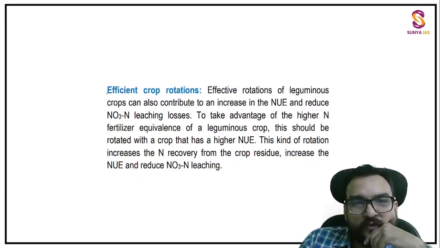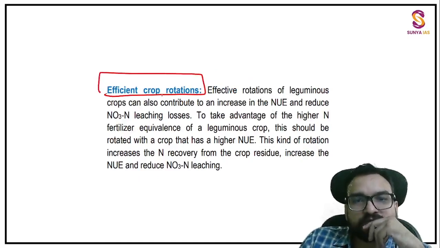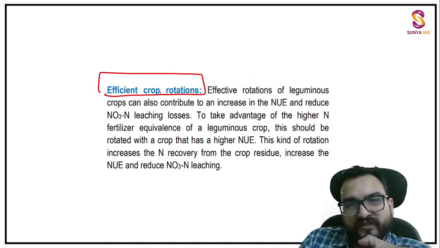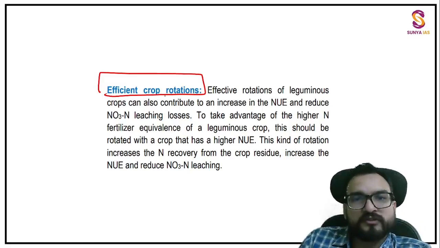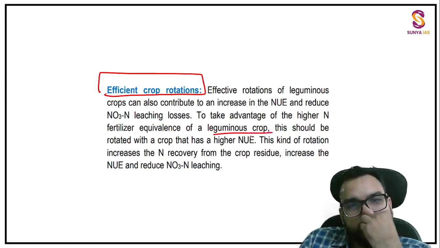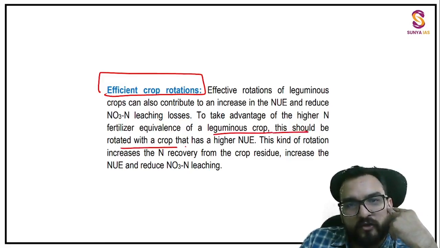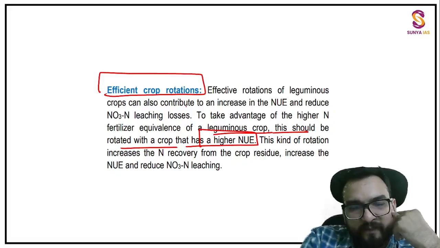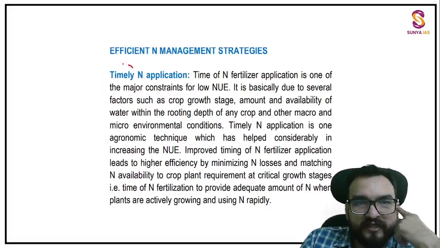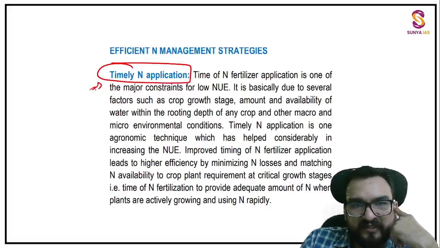Right, efficient crop rotations we should go for. Like after growing this rice, you can go for some legumes. Leguminous crops should be grown over here. So this should be rotated with a crop that has higher NUE basically. Okay. In management strategies, you can apply nitrogen at the right time.